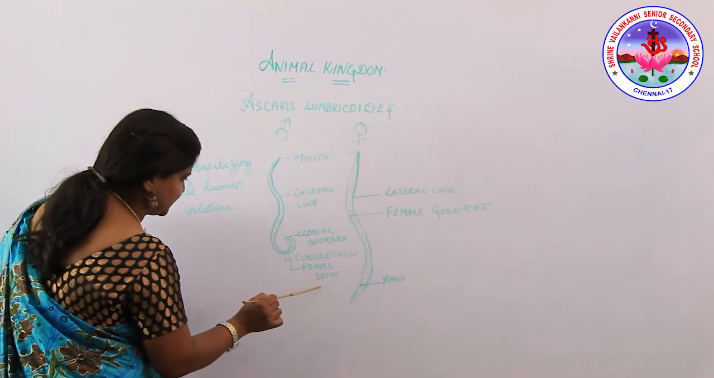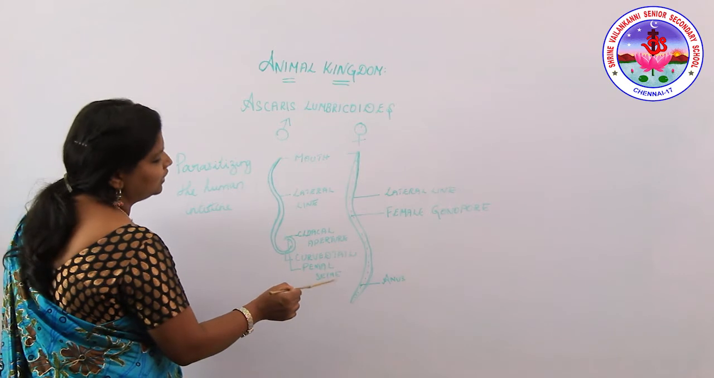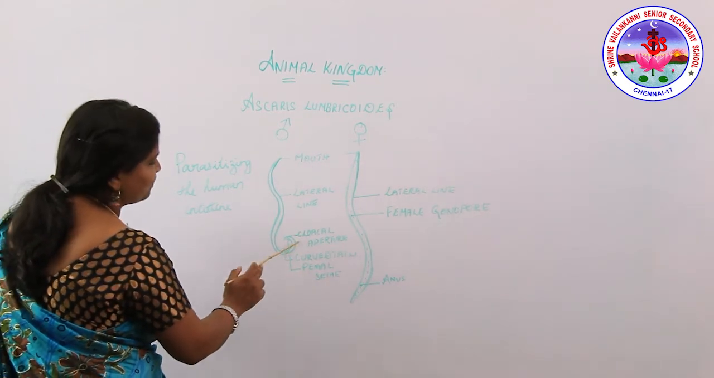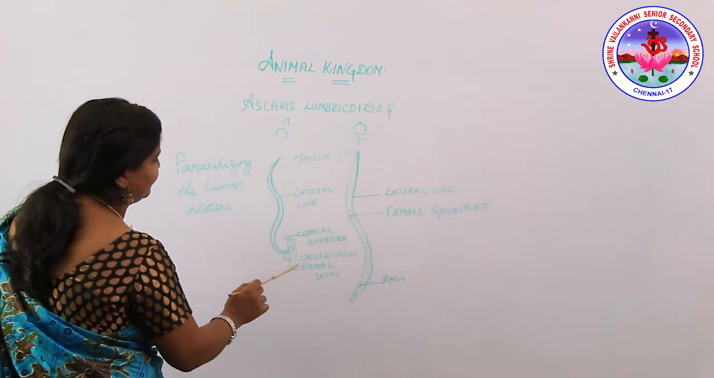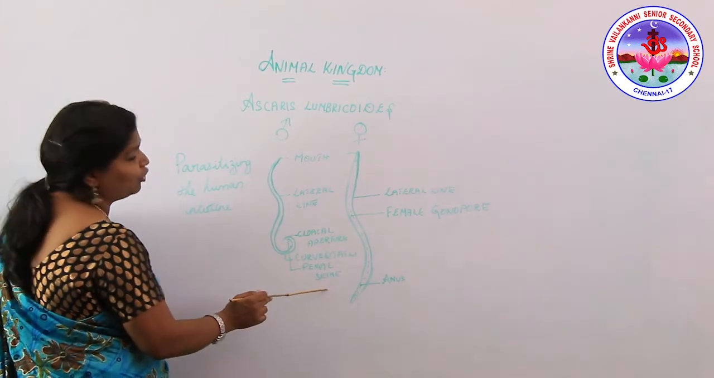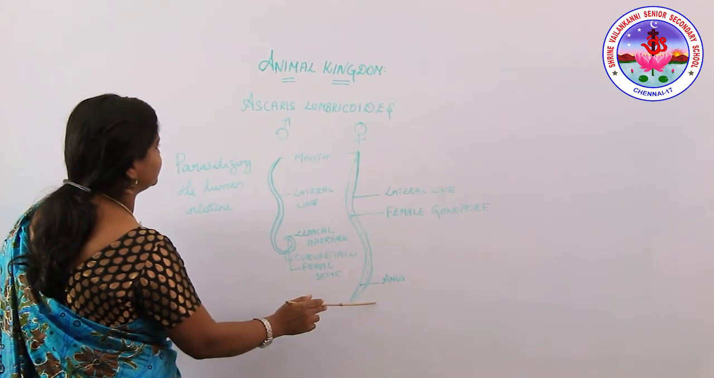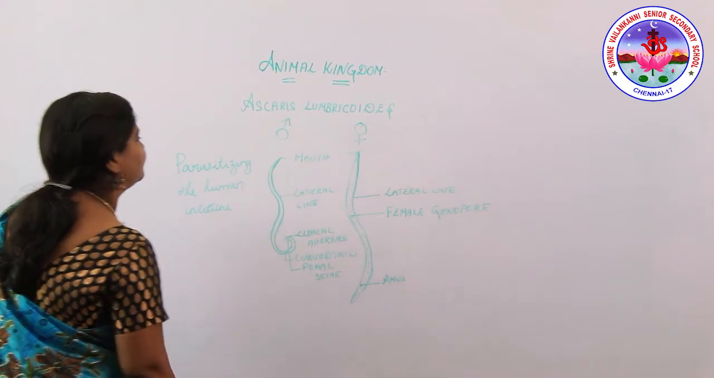What are these penial setae? The penial setae are helpful during the copulation period, when the male and female come together. This is the life process called reproduction. At that time, the penial setae act as a copulatory organ. So this is the major difference between the male and the female Ascaris lumbricoides.